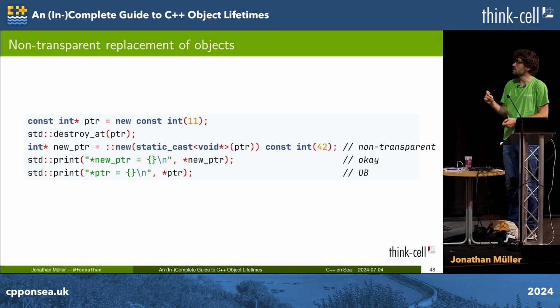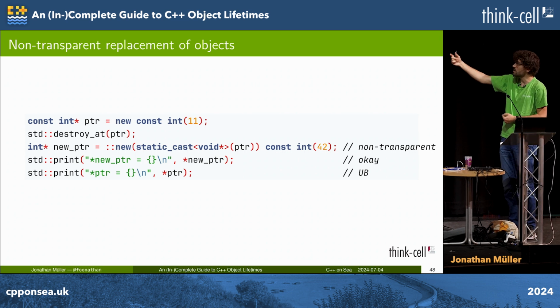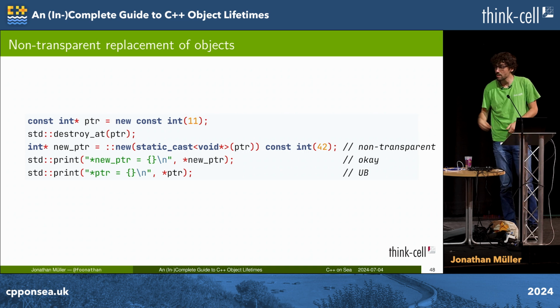And the reason behind that is the compiler sees, well, the pointer points to a const object. So star pointer cannot change because it points to a const object. So I will just optimize the star pointer to 11 because it points to a const object which cannot change. And when we change it, we cannot use the old pointer anymore because the compiler assumed that it does not change. This is why it's not transparent. This is why this code is undefined behavior. But we can fix it.